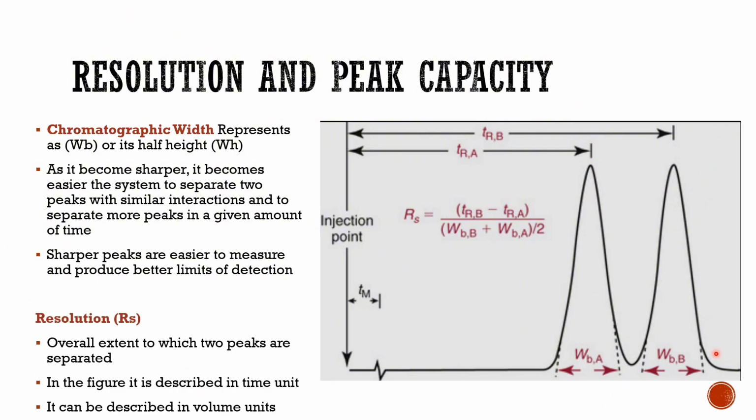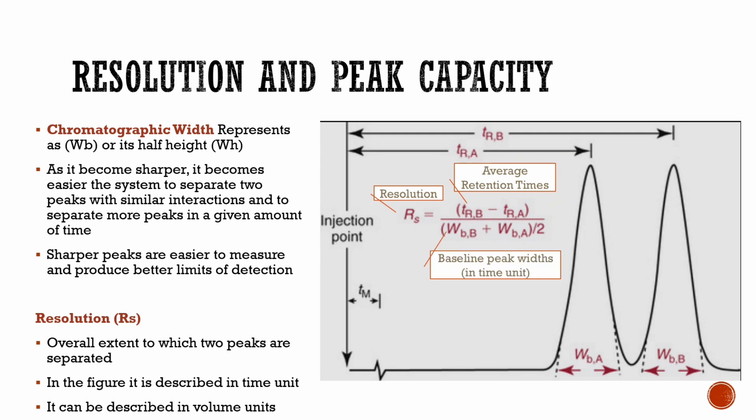This can be measured as the resolution, which is the overall extent to which two peaks are separated. Here you can see in this figure that the resolution is the difference in average retention time over the baseline peak width in time units. This is the void time.